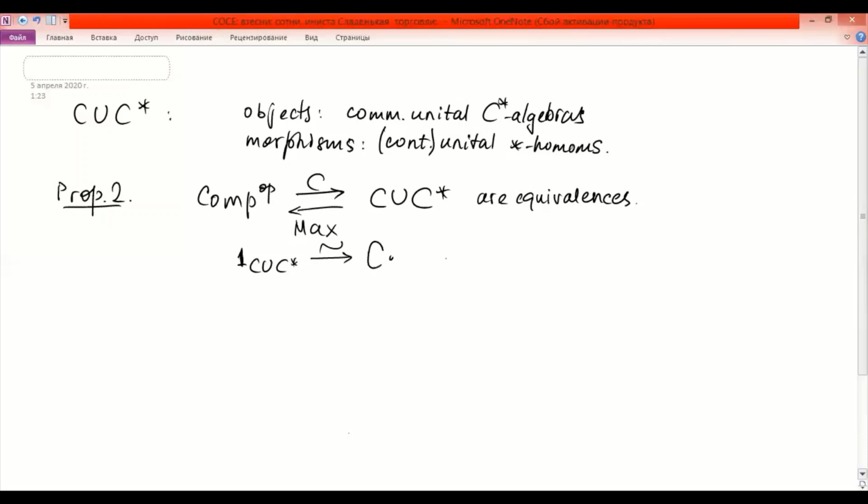It is isomorphic to C composed with max by means of the Gelfand transform. And the composition of max and C is isomorphic to the identity functor of comp, that is, or more exactly to the dual of comp by means of the isomorphism epsilon. So this result, again, the proof is very straightforward, so I'll leave it as an exercise for you.